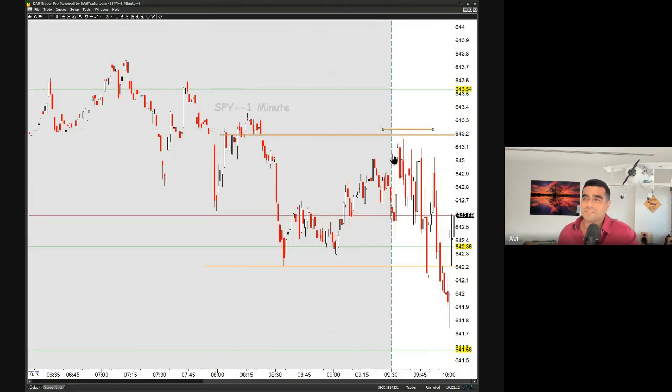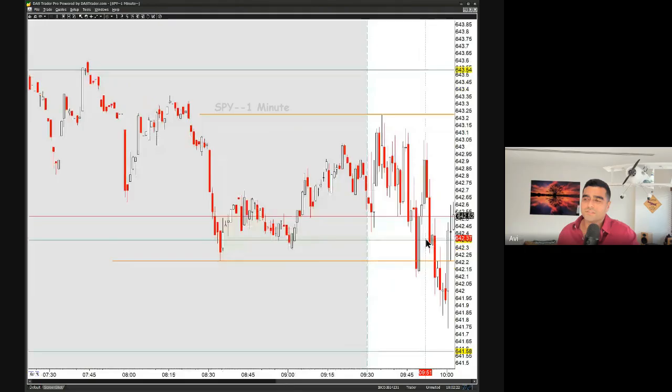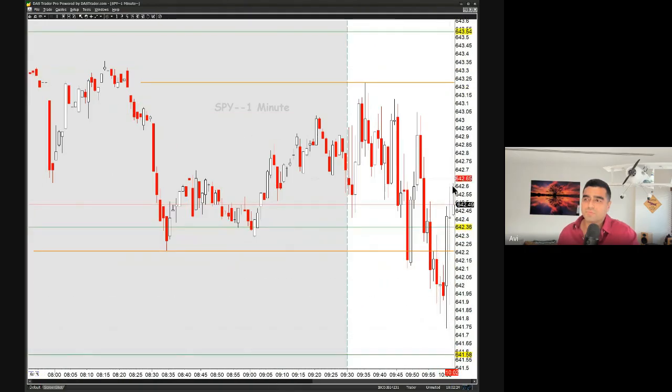Let's get rid of this. Where is the level? All right, my level's up here. Okay, what do we have? Big bullish engulfing on a 1 minute chart. This is massive.